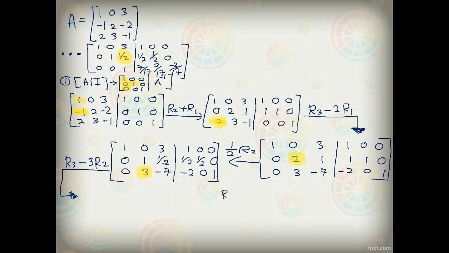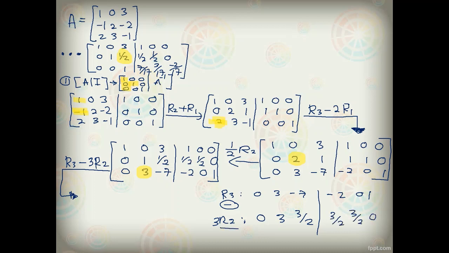So the operation involved is R3, which is 0, 3, minus 7, minus 2, 0, 1. You will subtract minus 3 multiplied with R2. So R2 times 3, sorry, R2 will be multiplied with 3, so it will become 0, 3, 3 over 2, 3 over 2, and 0. That operation will reduce R3 to 0. So minus 7 minus with this, so you will get like minus 14, minus 17 over 2.